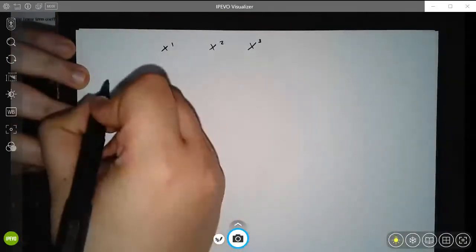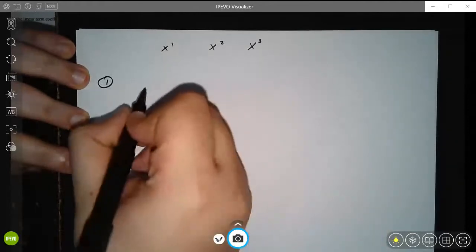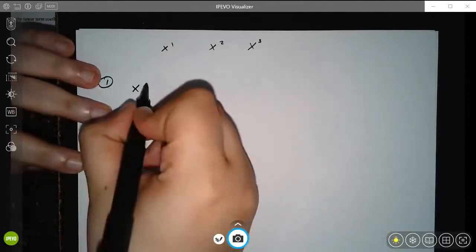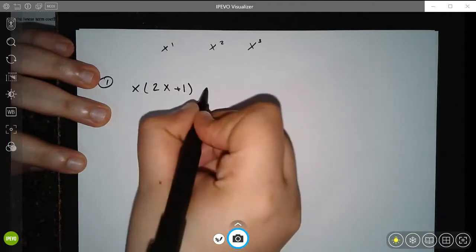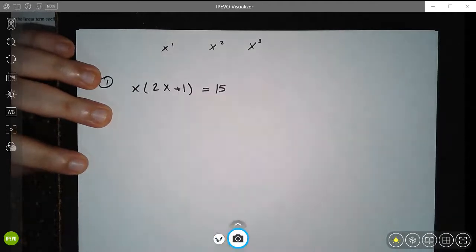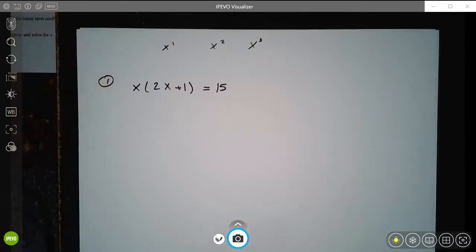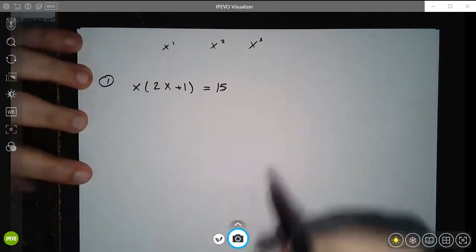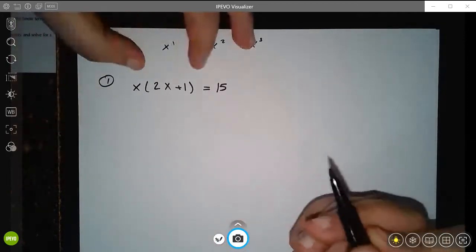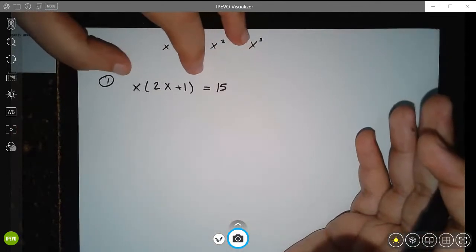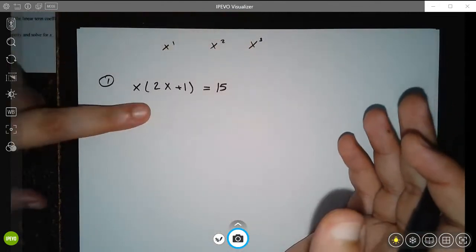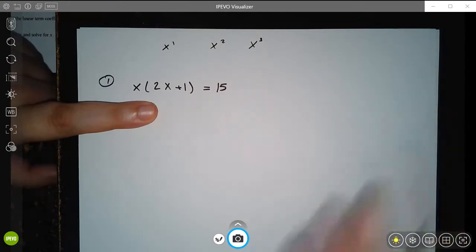Okay, so this is number 1 in your notes. The equation I gave you is x times 2x plus 1 equals 15. Now, looking at it like this doesn't look like a quadratic equation. Every x you see is to the first power. But the reason this is considered a quadratic equation is because before you get to solving, you need to get rid of the complication, right? So here we have a pair of parentheses that need to go away.